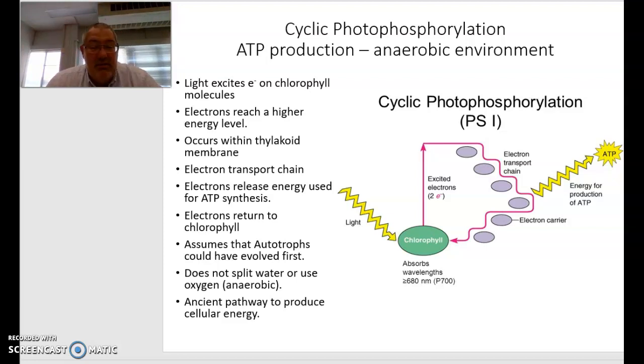So, cyclic photophosphorylation assumes that a bacterium could have been a producer, just as glycolysis and maybe fermentation assume that a bacterium could have been a consumer, a heterotroph. This particular process of cyclic photophosphorylation is found in higher plants, eukaryotes. So this particular process has been passed on in the plant line of evolution.